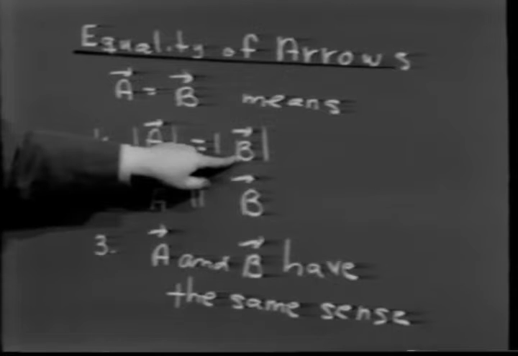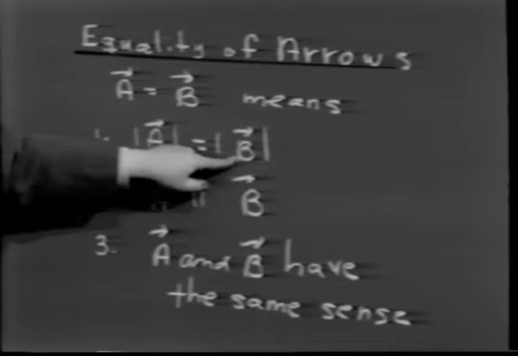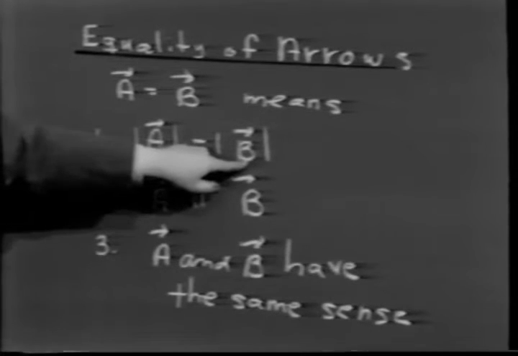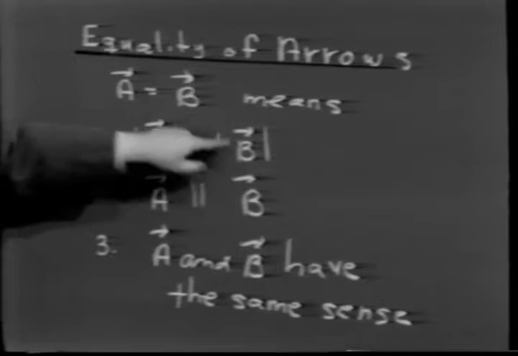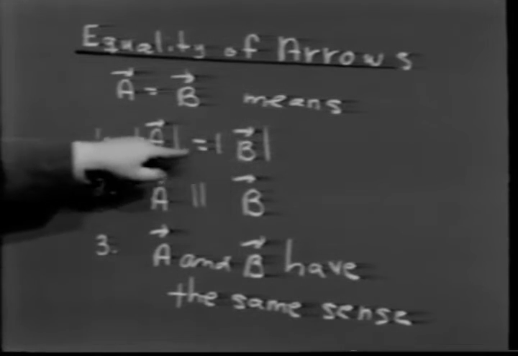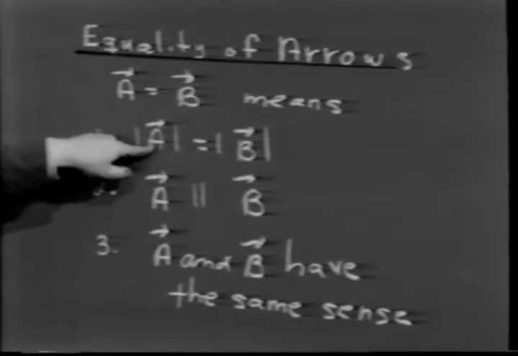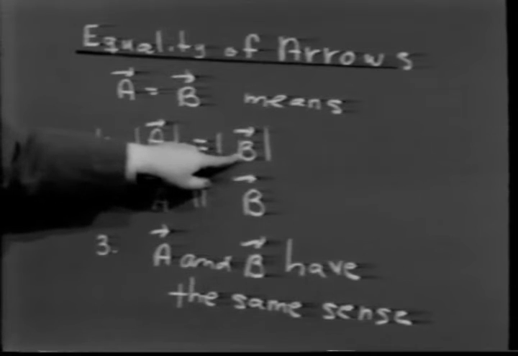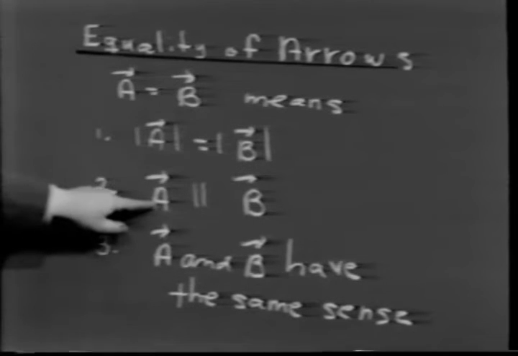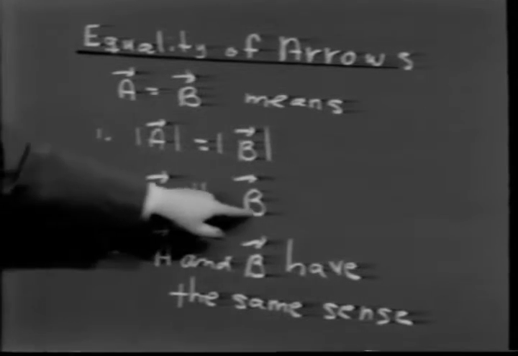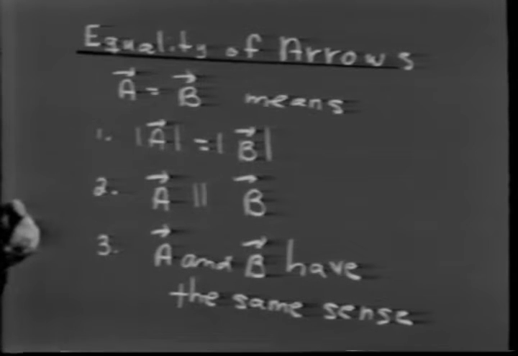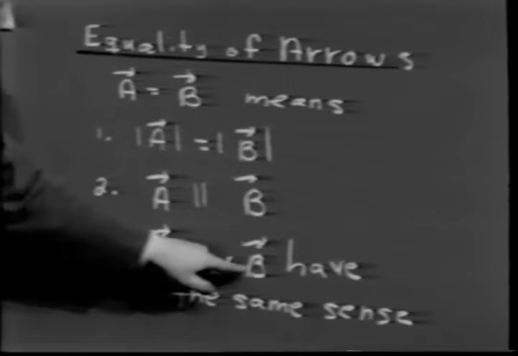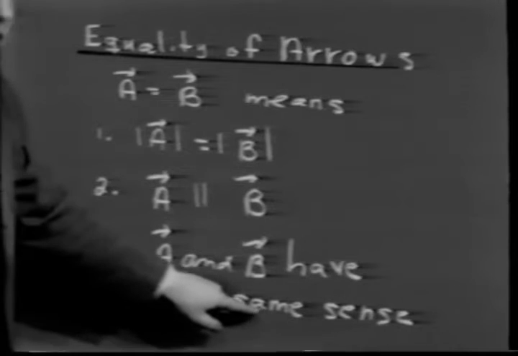the magnitude of B. By the way, again, as in the one-dimensional case, when we call the absolute value the length, we do the same thing in terms of arrows. We abbreviate the magnitude of an arrow by writing the absolute value of the arrow. In other words, the absolute value of A must equal the absolute value of B. Secondly, the arrow A must be parallel to the arrow B. And thirdly, A and B must have the same sense.